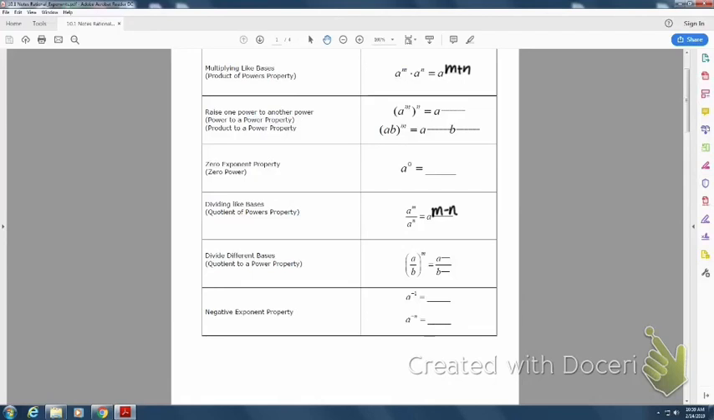Alright, going back up to the top, this may be one that you didn't learn, but it's not that hard. Whenever you have a power raised to a power, a to the power of m to the power of n, what do I do with the m and the n, the two exponents? Multiply them. Quick example: x cubed to the power of 4 would be the same as x to the 12th. 3 times 4 is 12.